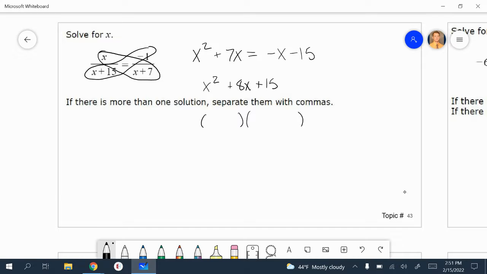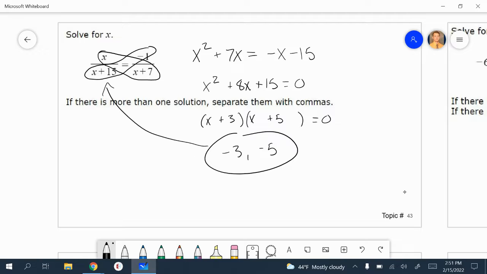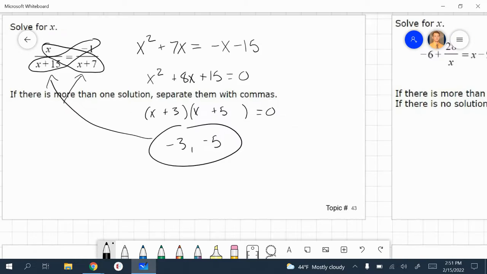If I do that, because this is equal to 0, I moved everything to one side. So then I'll have x and x, two things that multiply to give me 15 and add to give me 8, which would be 3 and 5. Which means my two solutions are negative 3 and negative 5. We have to check them. If we plug them in, it looks to me like that's going to work just fine. So we won't have any zeros on the bottom of our fraction. Those are our answers.